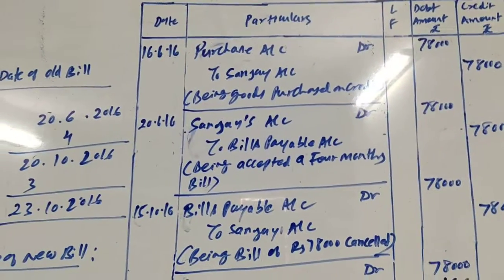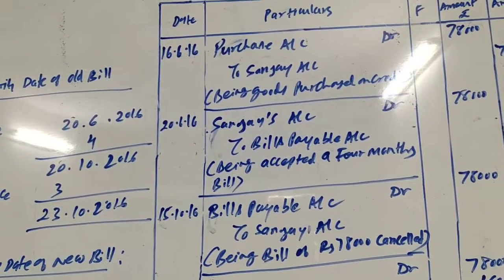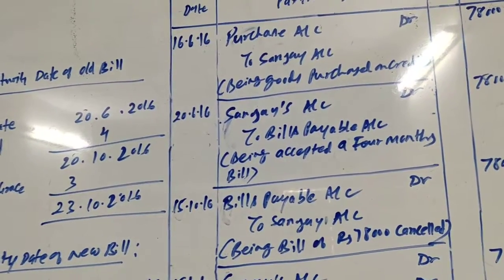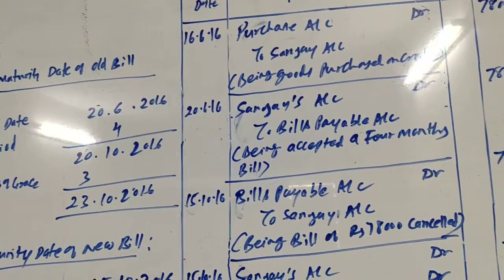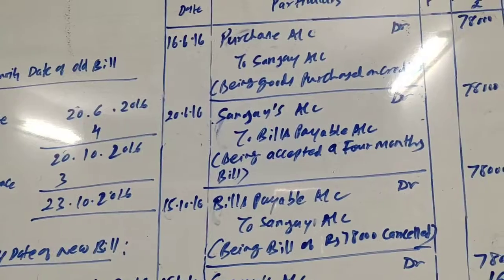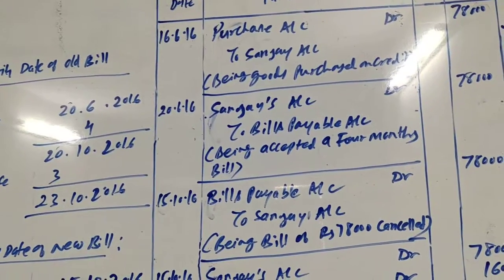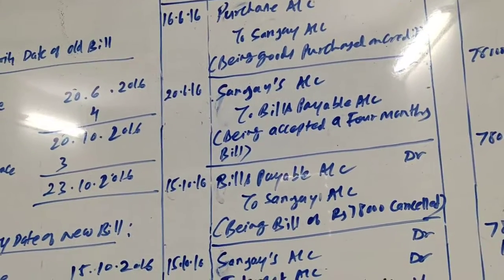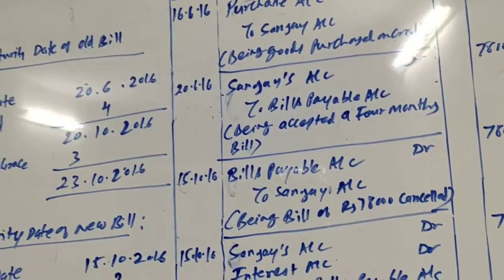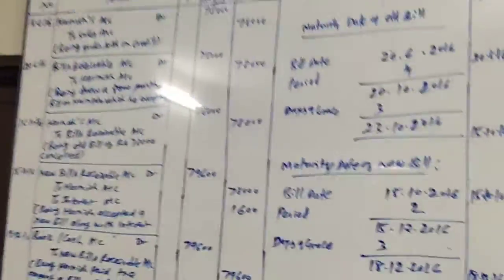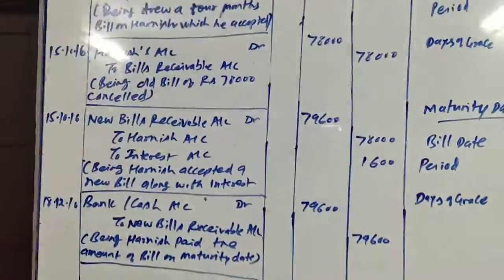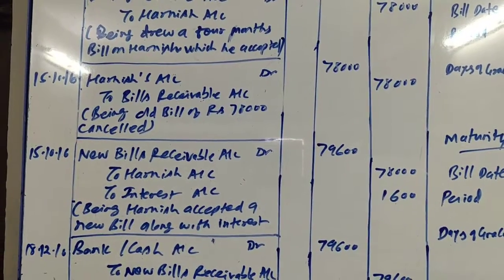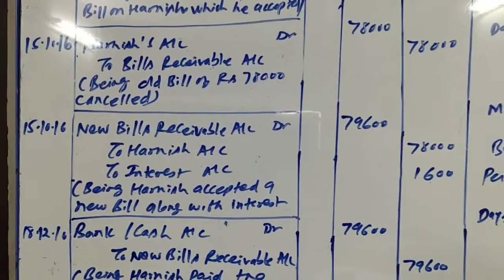Now, moreover it is written that Harnish requested to draw a new bill of 2 months along with interest of rupees 1600, and Sanjay agreed to the request and accepted the proposal and drew the new bill which Harnish accepted and returned. So now we will pass entry for the new bill along with the interest. As we can see, the new bill will include the amount of interest rupees 1600 and the amount of bill. So this will be the entry for the new bill.